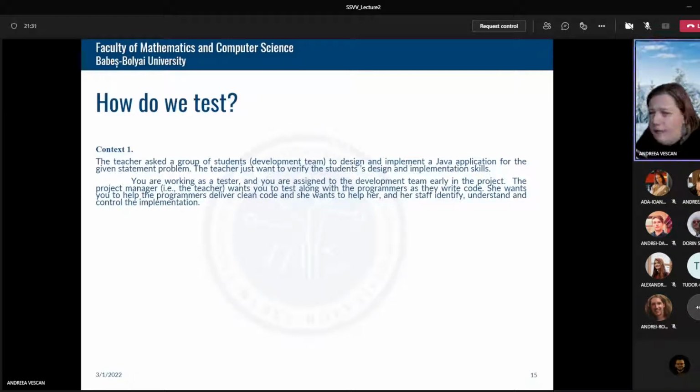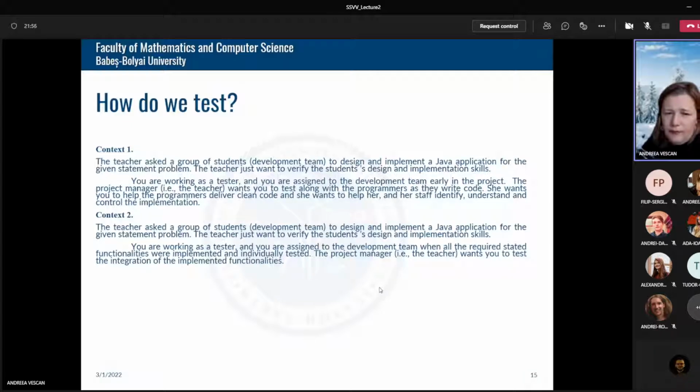For whom do you test? I guess the teacher. Yes, the stakeholder is the teacher, and also in the background, let's say, the programmer, because you work for the project manager, that is the teacher, right? Because you are going to help the teacher to identify if the code is the right one, right? And eventually you also help the programmers, right? Let's see the next context. What is your information objective here, and which is your stakeholder?